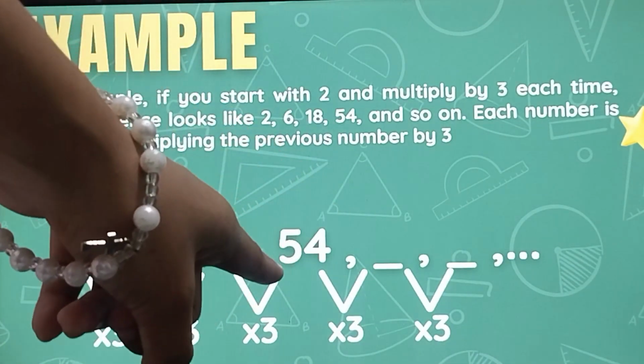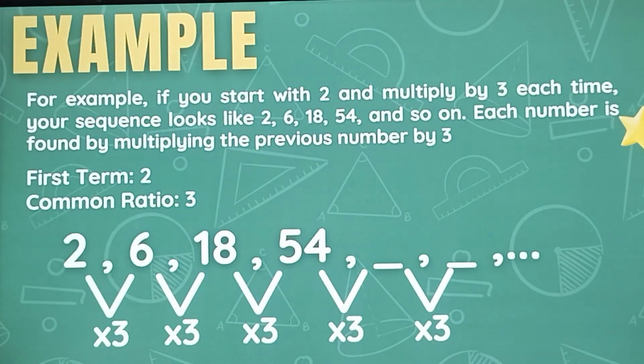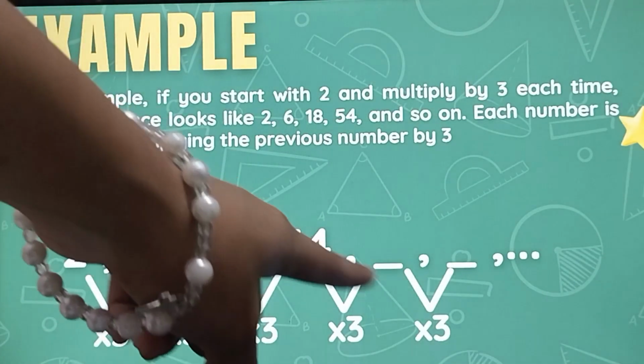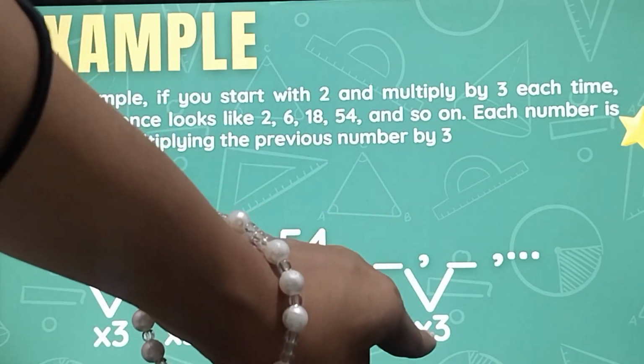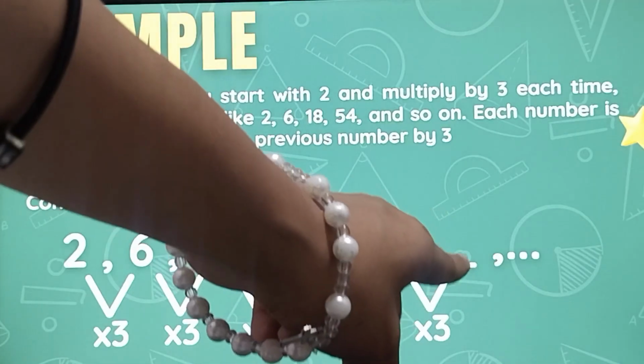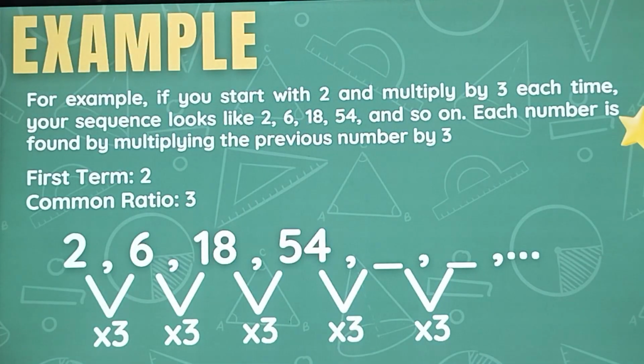54 multiplied by 3 is 162, and 162 multiplied by 3 is 486, and so on.